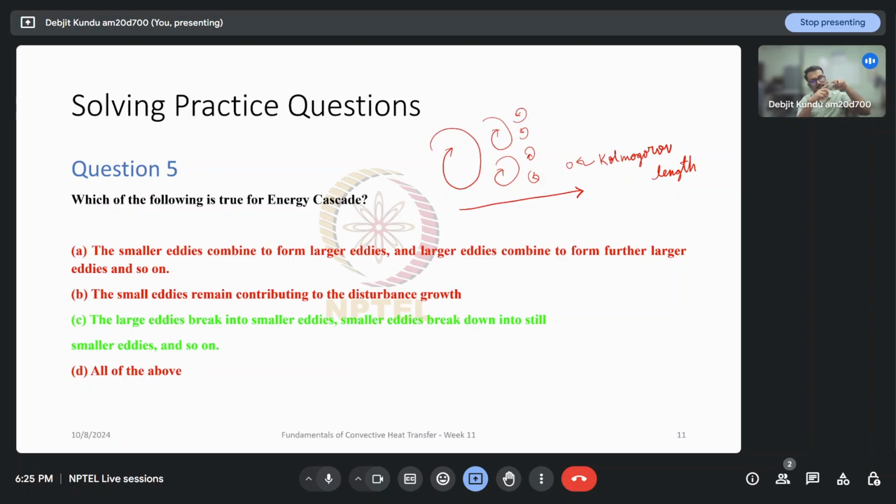So you can imagine that there's a very small eddy, and that has very small energy to begin with. And whatever energy it has, it gets dissipated as heat because of viscosity. So this is the natural phenomenology of turbulence. Now, the first option, that smaller eddies combine to form larger eddies and so on. It's not that this never happens. Sometimes this happens, but it's a rare phenomenon, and this is known as the inverse energy cascade.